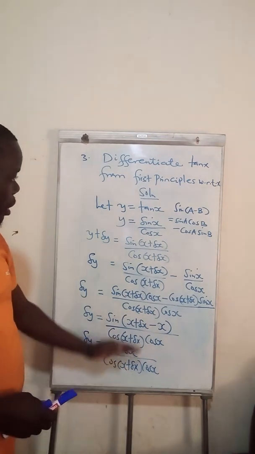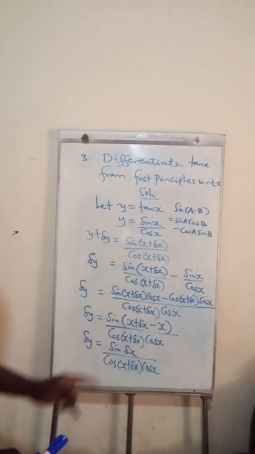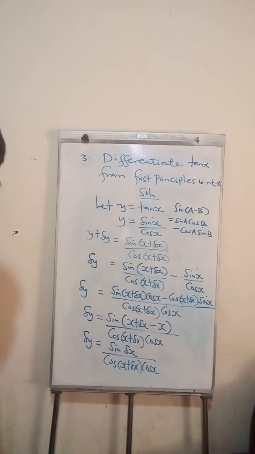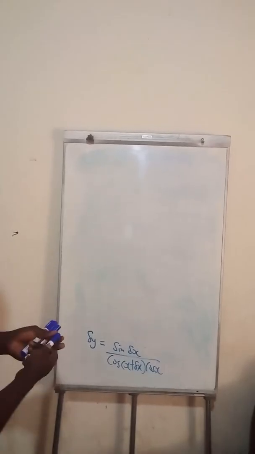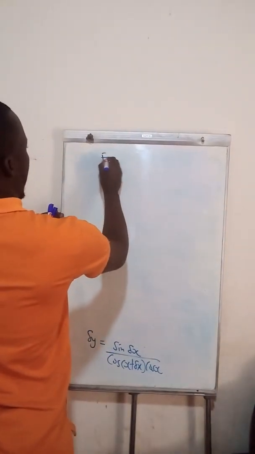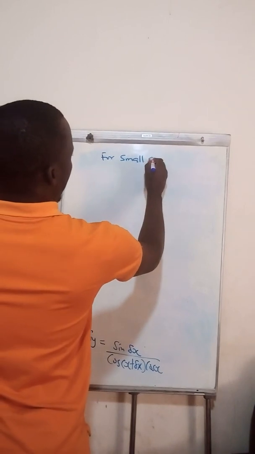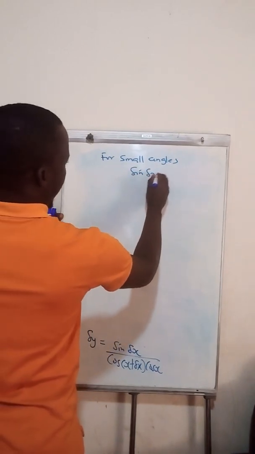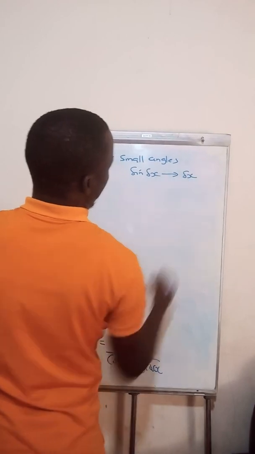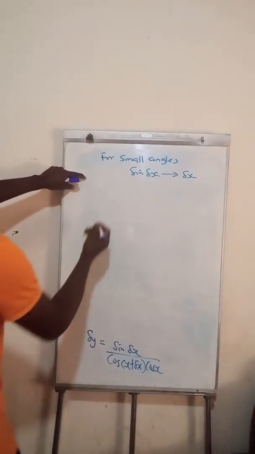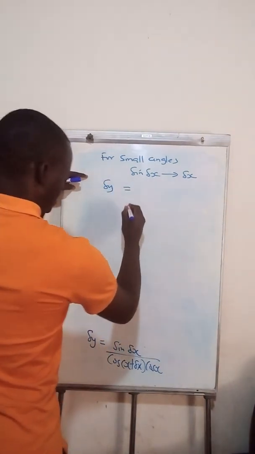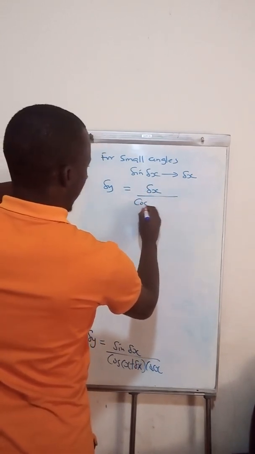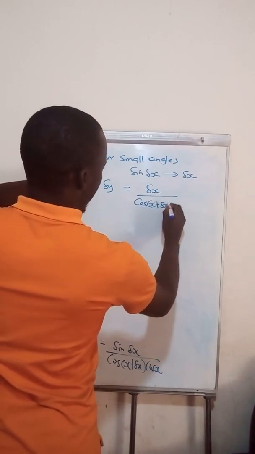I'm going to be rubbing this because I don't have more space. Then we can add on this and complete. I am sure you followed those steps clearly. Allow me to rub and we put the next step. Okay, so from our last step down here, we shall now say for small angles, what do we know? We know that sine of delta x will tend to delta x. So it means we have delta y is equal to delta x divided by cos of x plus delta x, but into cos of x.